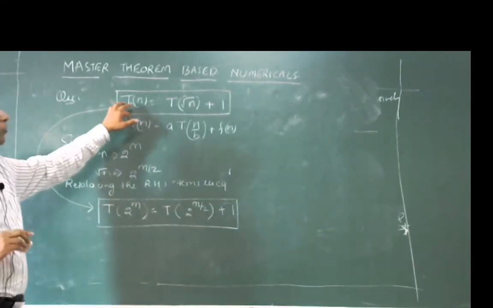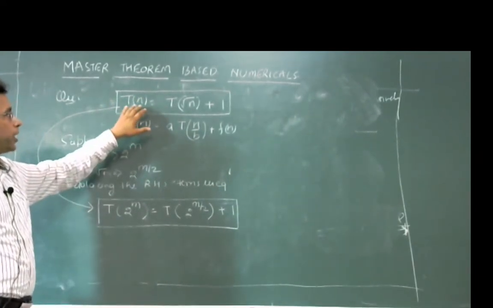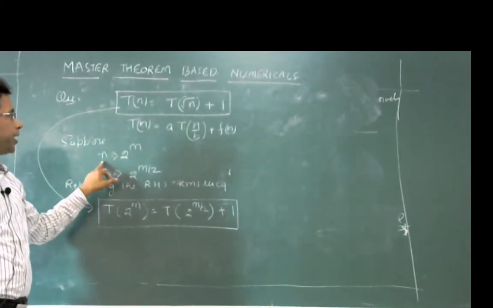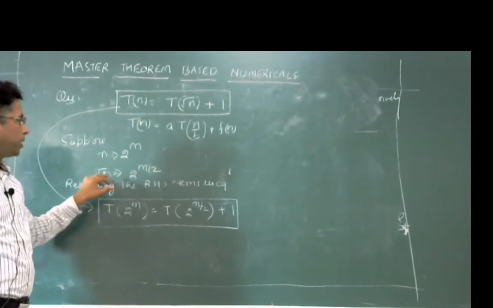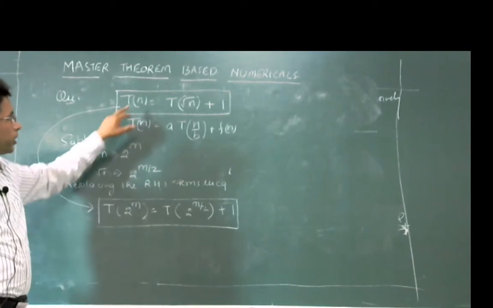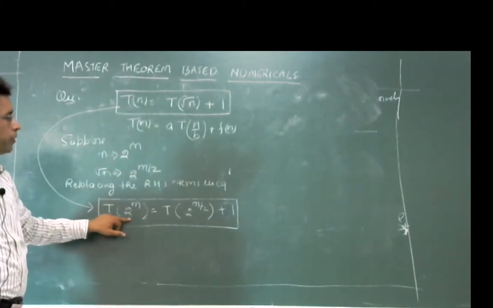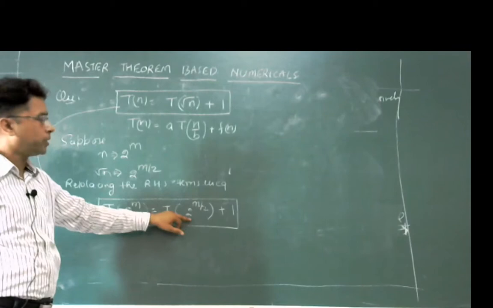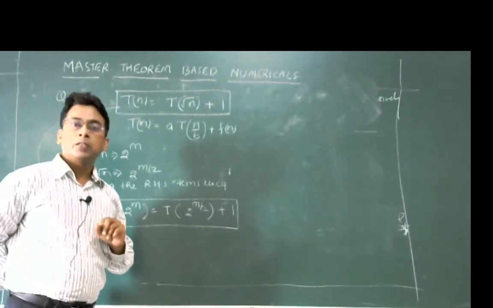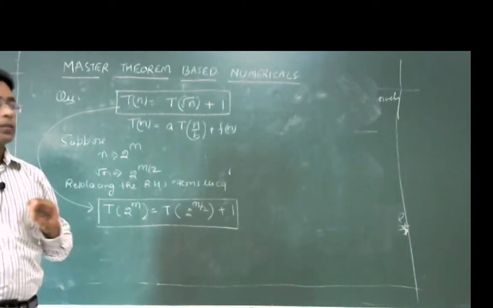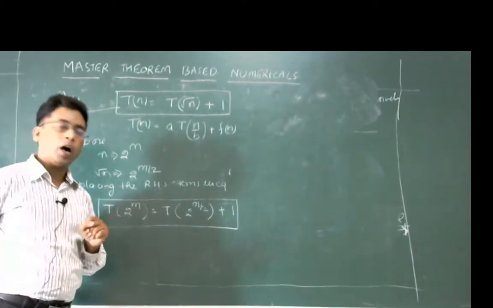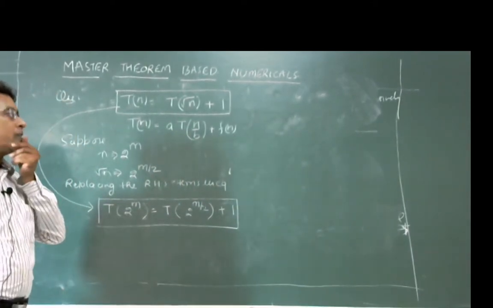Take a look. First, the equation was like this. We had an under root symbol. Now we have replaced n by 2 raised to the power m and under root n by 2 raised to the power m by 2. In this way we have got rid of the under root symbol, but the equation is not yet in the form of the Master's theorem. Then how can we transform this?